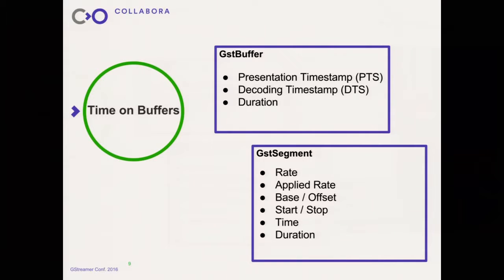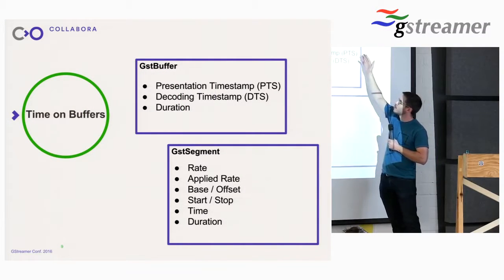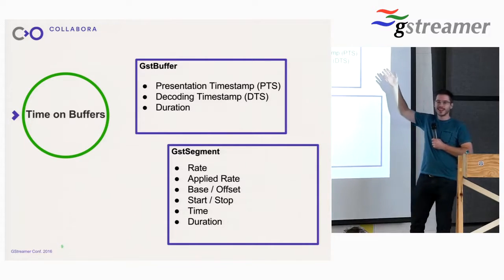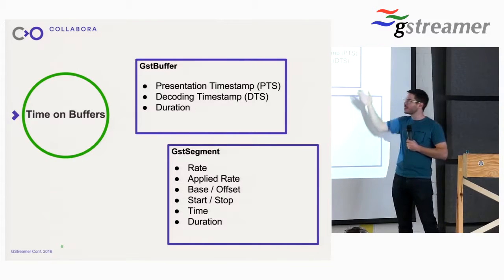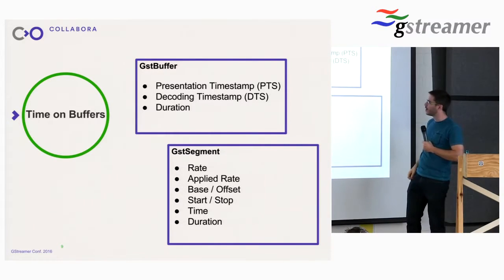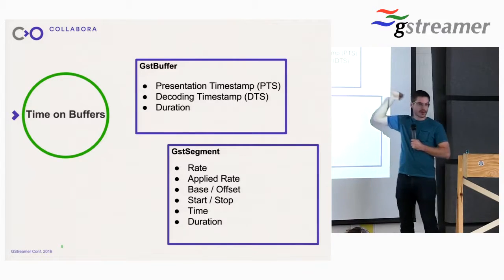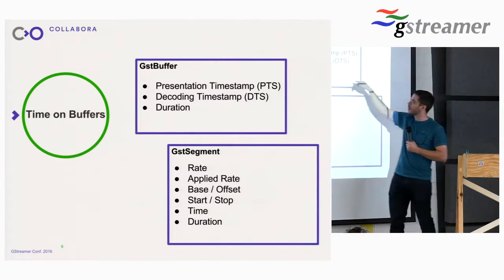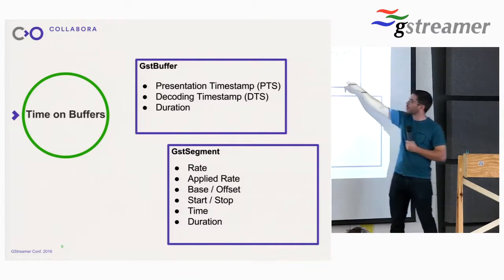You'll also find the notion of time, which you probably already know, in buffers. The presentation timestamp is not really the presentation in that sense. It's information that can be used to figure out when to present, but it's just a random point in time. Then the decoding timestamp, which is a special case for when you have encoding that causes reordering, and the duration of that buffer.